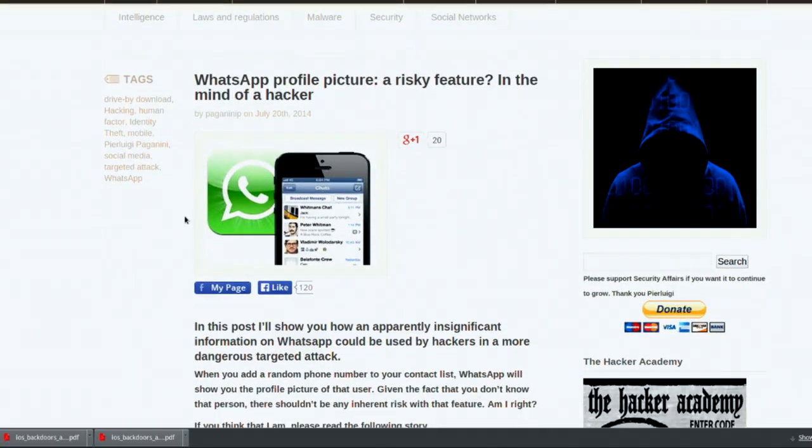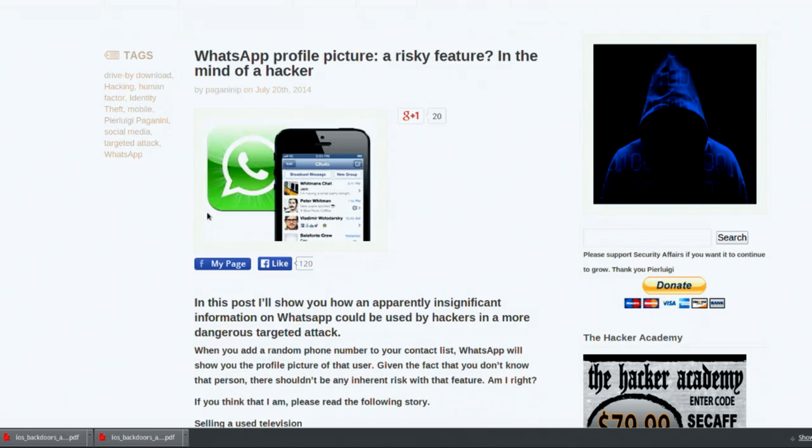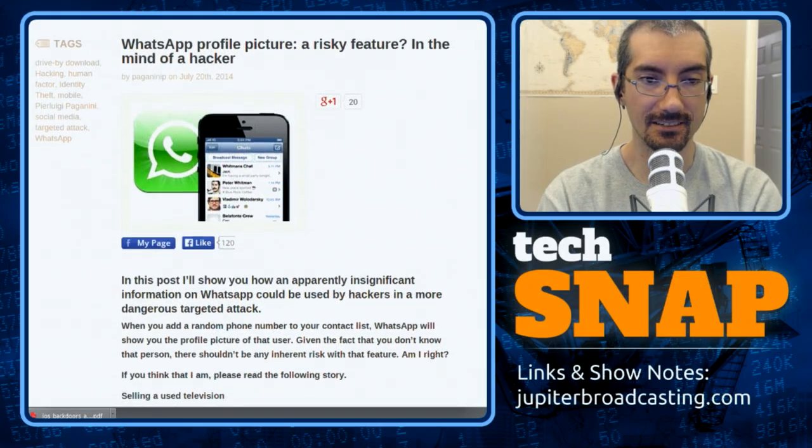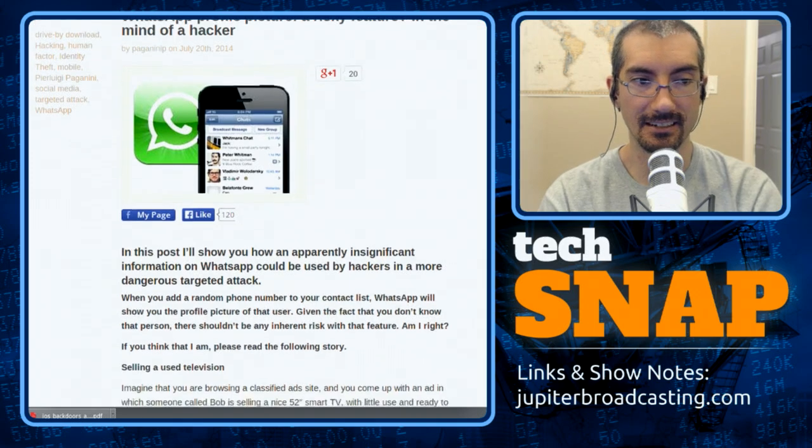Alan, how can this be? A profile picture is risky? Yes, having a profile picture can be risky. So in particular, this one is talking about WhatsApp. But in this post, they show how apparently insignificant information on WhatsApp could be used by an attacker or a hacker in a more dangerous targeted attack.